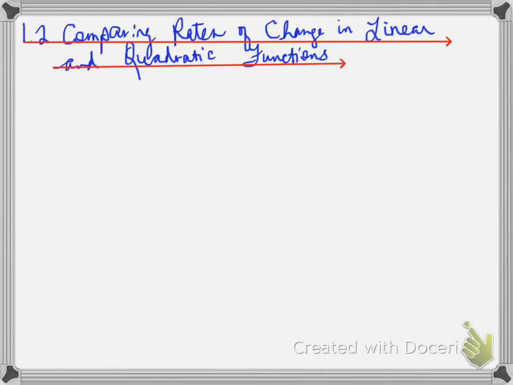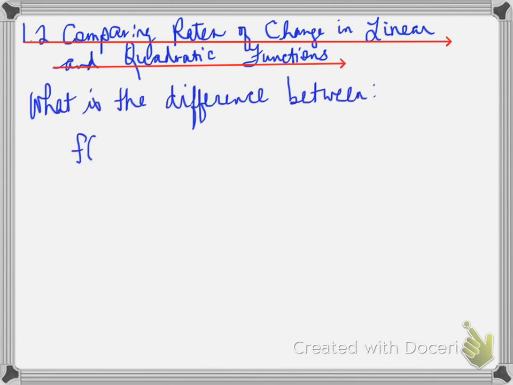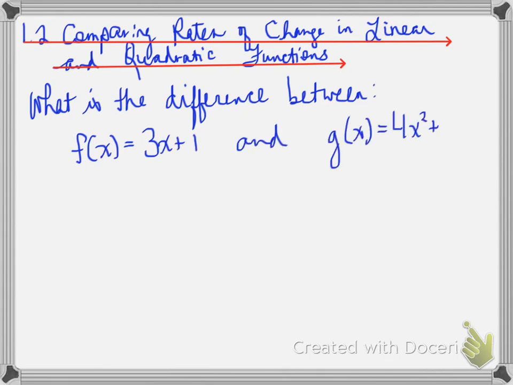1.2. Comparing rates of change in linear and quadratic functions. What is the difference between f of x equals 3x plus 1 and g of x equals 4x squared plus 3x minus 1? What's the difference between these?